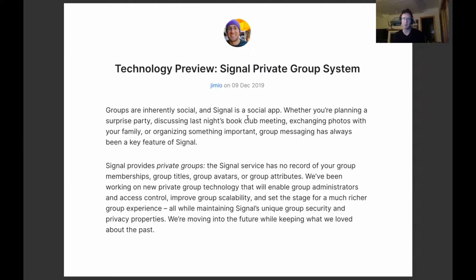From the earliest days of groups at Signal, we never know who's in a group, who's sending what, what the group is about, what the avatar is, anything like that. The initial implementation used distributed client-side state to basically make a group conversation look like a collection of one-on-one conversations, such that the server doesn't know about group size, it doesn't know about any of these other things I mentioned before.